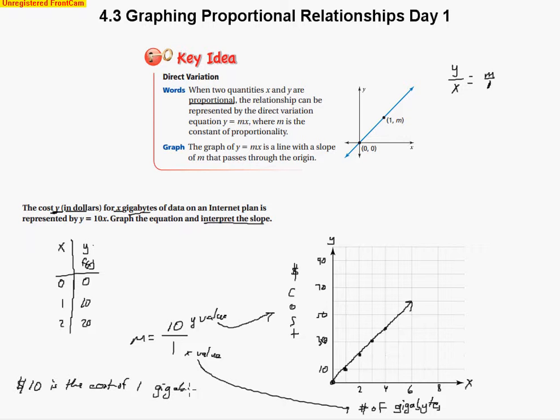So all I have to do to interpret that slope is use the numbers that are in the slope and then the words that are associated with that axis. So dollars was associated with the y-axis, gigabytes with the x. Let's take a look at the next problem.